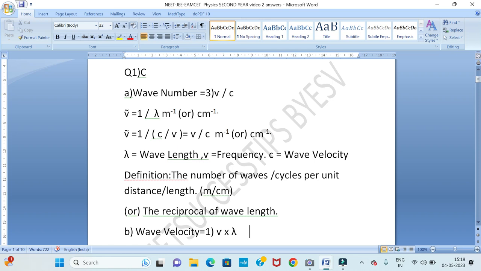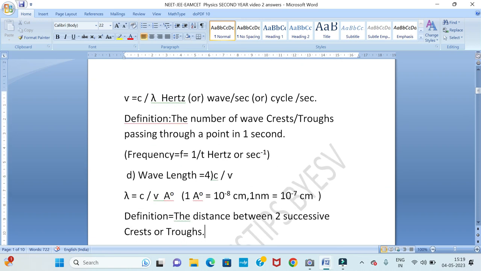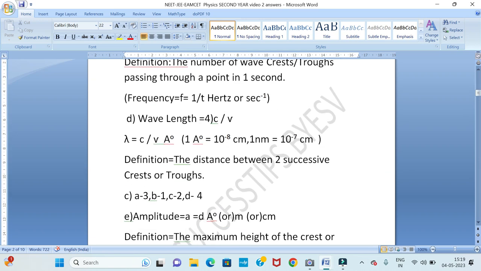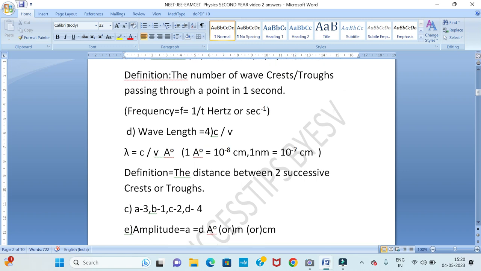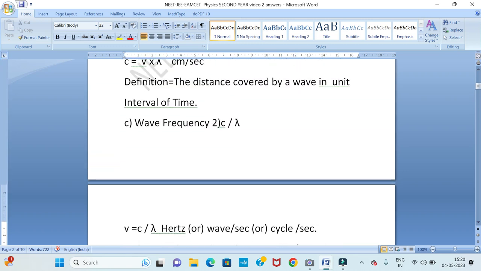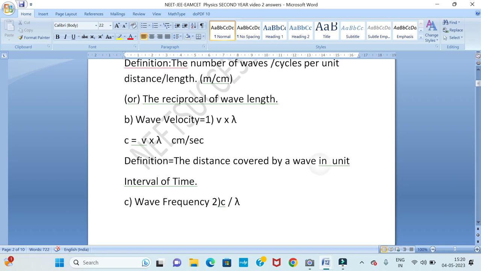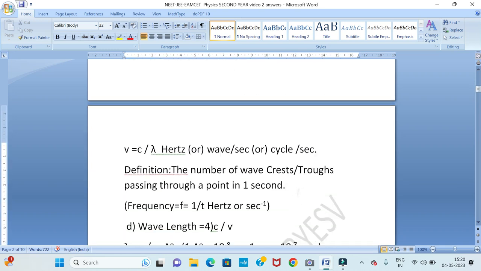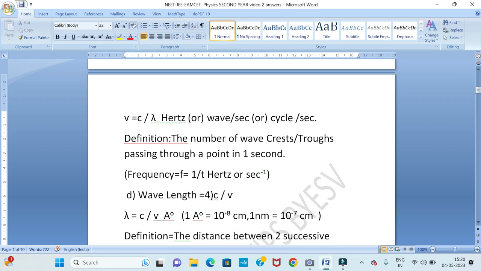So you can remember first wavelength. Wavelength is C by V. You can remember cinema, movie. Cinema or movie. So cinema divided by movie, C by V. Like that you can remember.